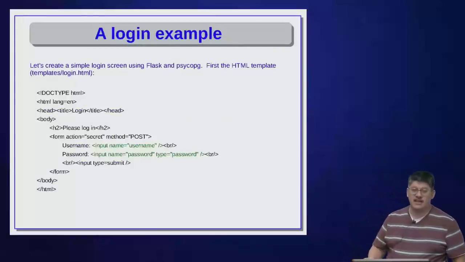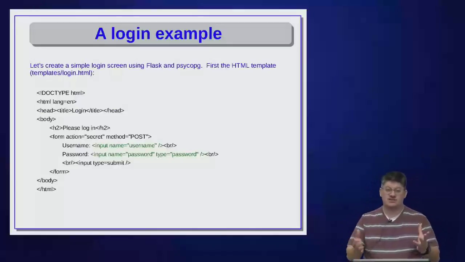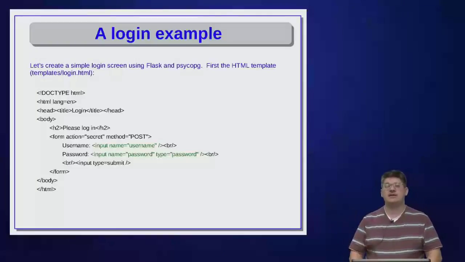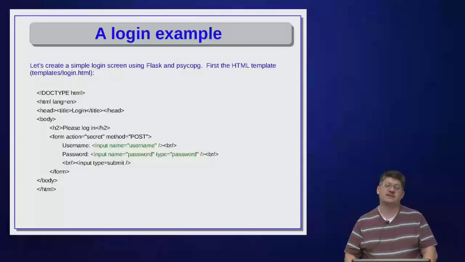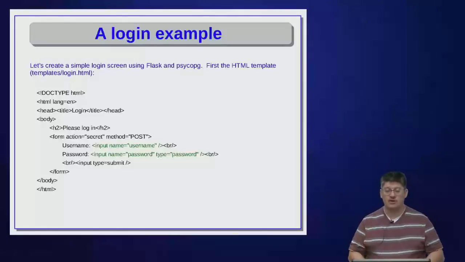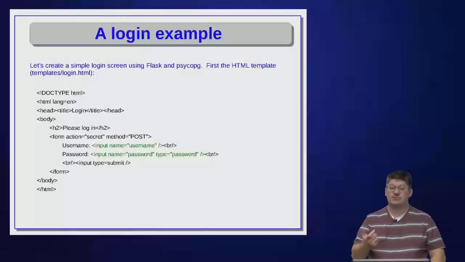So let's put all this together and make an example. Suppose we want to put together just a login screen. So we're going to ask for a username and a password. And when they type in their username and their password, we're going to go check the database and see if the password is correct. So we need to create a database that's going to have just one table, a users table, that has a username and a password. And we're going to use MD5 hashing to encrypt the password.